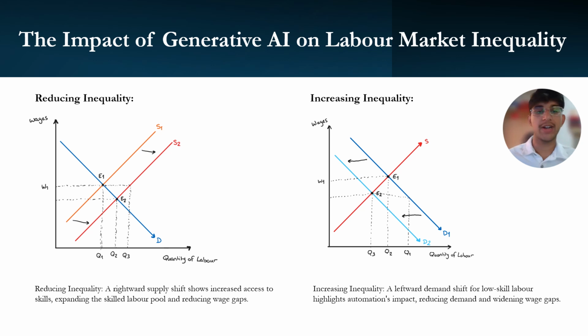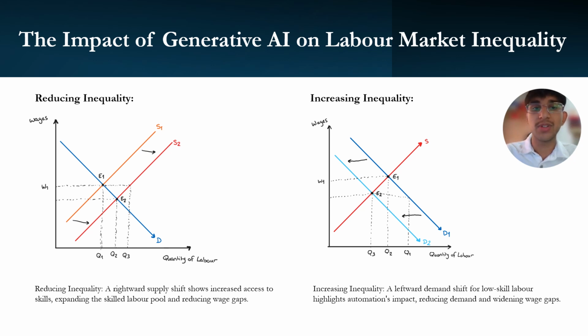There are two different scenarios that generative AI can have on labor market inequality. Scenario 1 is reducing inequality. Generative AI could increase access to specialized skills, enabling workers without formal education to utilize AI tools for productivity. For instance, AI-powered design or coding tools could encourage people to compete in higher-paying jobs which were previously restricted to those with advanced qualifications. This increases the supply of skilled labor, shown by the shift in the supply curve from S1 to S2 in the first diagram.